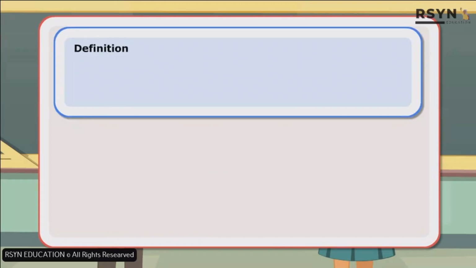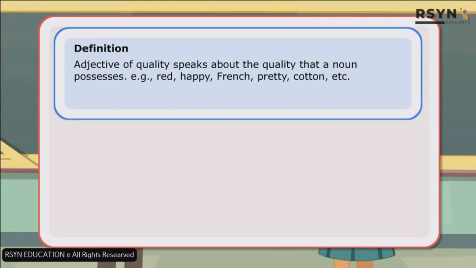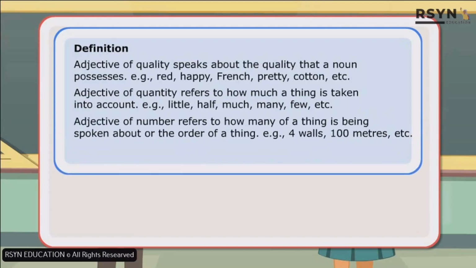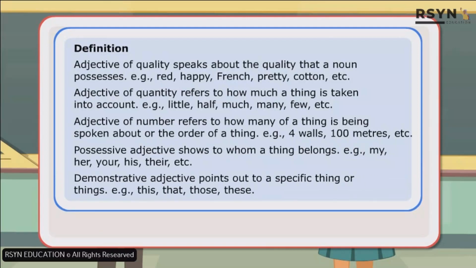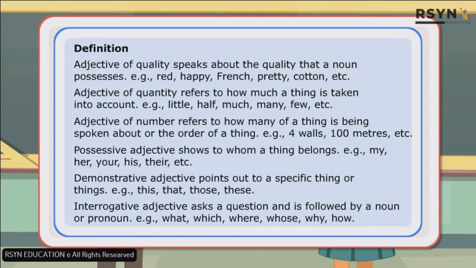Definition: Adjective of quality speaks about the quality that a noun possesses. Adjective of quantity refers to how much a thing is taken into account. Adjective of number refers to how many of a thing is being spoken about or the order of a thing. Possessive adjective shows to whom a thing belongs. Demonstrative adjective points out a specific thing or things. Interrogative adjective asks a question and is followed by a noun or pronoun.